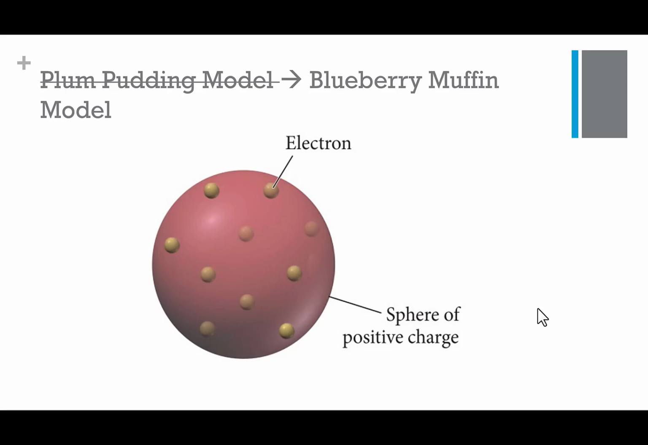Is that, in fact, the model of an atom that we discover or that we learn about today? No, it's not. So how did we get from the blueberry muffin model to the atom that we know today?